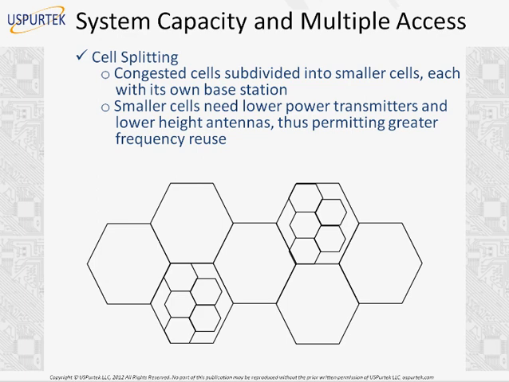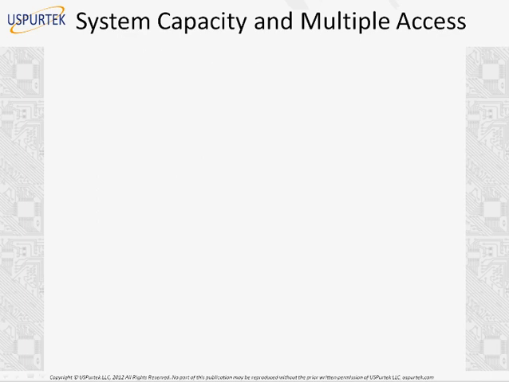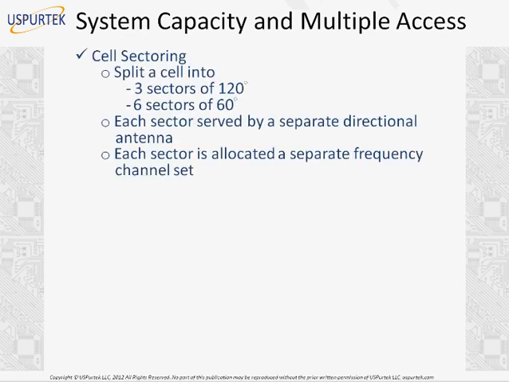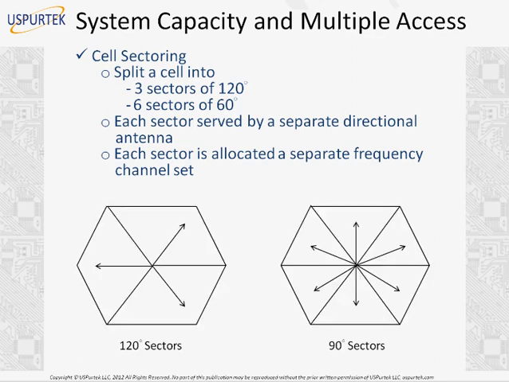Now, one technique is cell splitting. What the carriers will do, this has been used in 2G networks before. The congested cells which have more user population, like maybe in a downtown area or in a market area where we have so many mobile users, you divide the cell into smaller cells, each with its own base station. So it is pretty much straightforward. But smaller cells need lower power transmitters and lower height antennas, thus permitting greater frequency reuse.